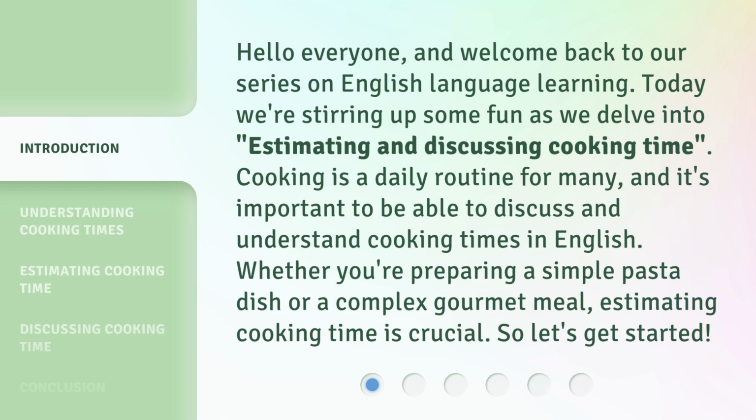Today we're stirring up some fun as we delve into estimating and discussing cooking time. Cooking is a daily routine for many, and it's important to be able to discuss and understand cooking times in English. Whether you're preparing a simple pasta dish or a complex gourmet meal, estimating cooking time is crucial. So, let's get started.